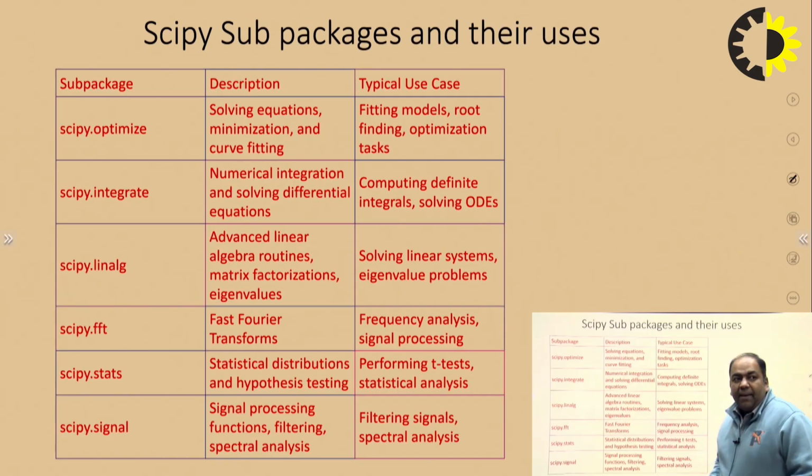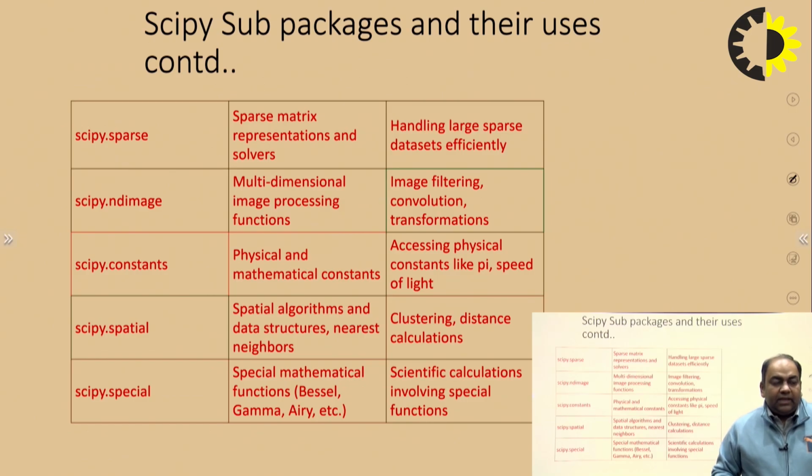The SciPy packages are optimize, integrate, linalg for linear algebra, and fast Fourier transforms. If we want to do fast Fourier transforms on the data, we use scipy.fft. By this we find the fast Fourier transform, and it is used for signal processing and frequency analysis. Next is stats, for statistical distributions and hypothesis testing. scipy.signal is for signal processing functions and filtering. ndimage is used when we want to do image processing on multi-dimensional images.